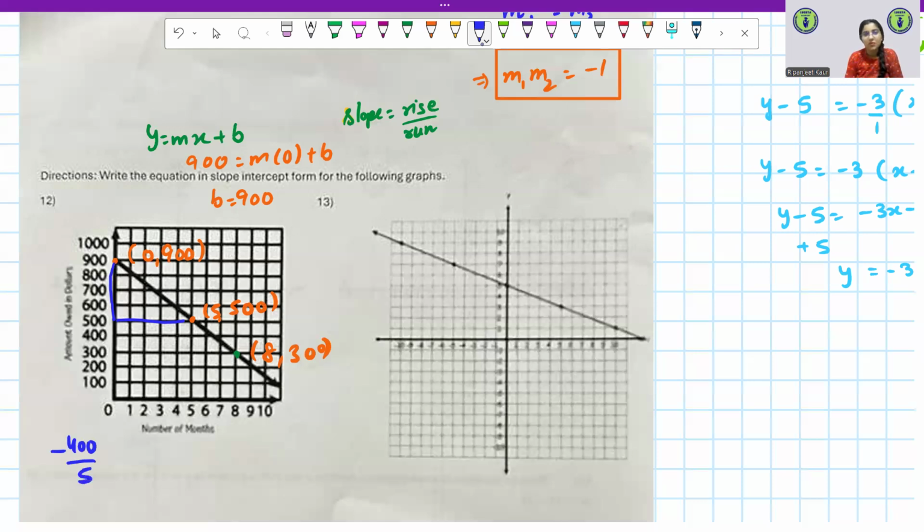And if we talk about the other point, we went down up till here, this point, which is 900 to 300. So 1, 2, 3, 4, 5, 6. So it's a negative 600. And towards the right, how many points did we go? We went for 8 points.